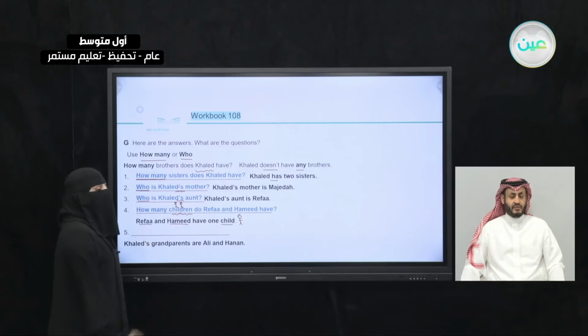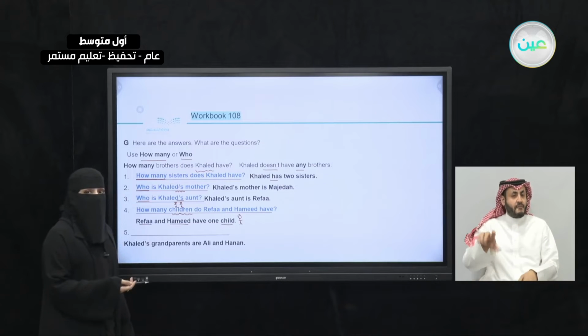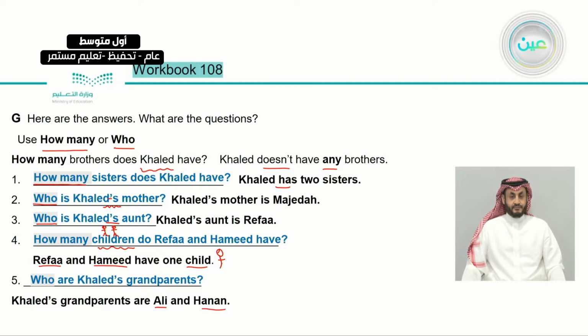How about how many? What do you think? Doesn't make sense, right? I'm not asking about the quantity. So, who are Khalid's grandparents? Their name is already there, Ali and Hanan. Who are Khalid's grandparents? I start with the question word who, followed by verb be are, refer to whom? Refer to Khalid's grandparents. Okay, how was that?